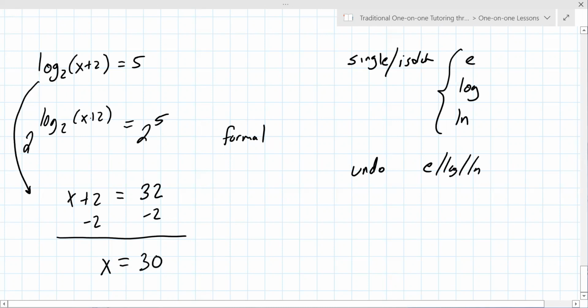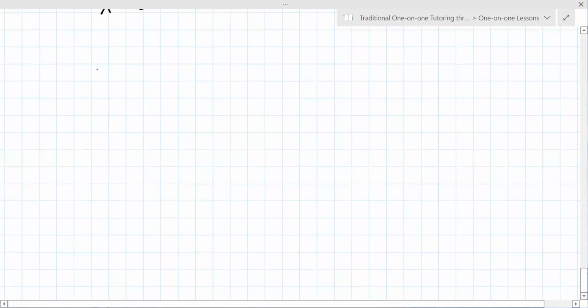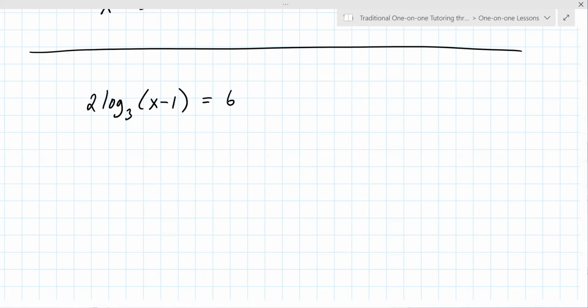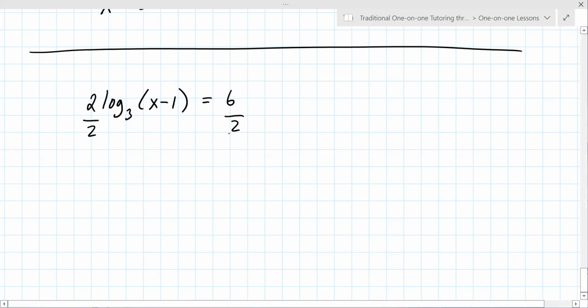Would you like one like this to try on your own? Sure. Okay. Let's go, 2 log base 3 of x minus 1 equals 6. So in this case, because you have the 2, do you just divide it out first? Yes, divide it out first. Okay. And you can carry on from here, please. Okay.